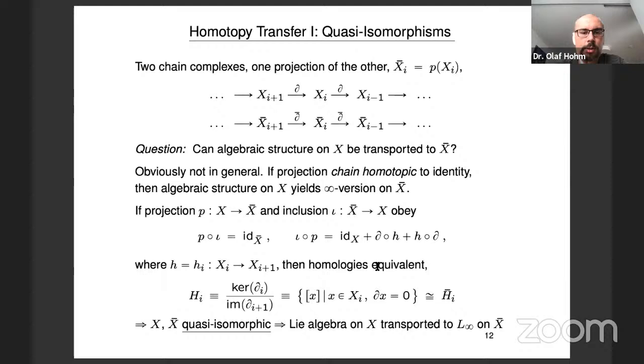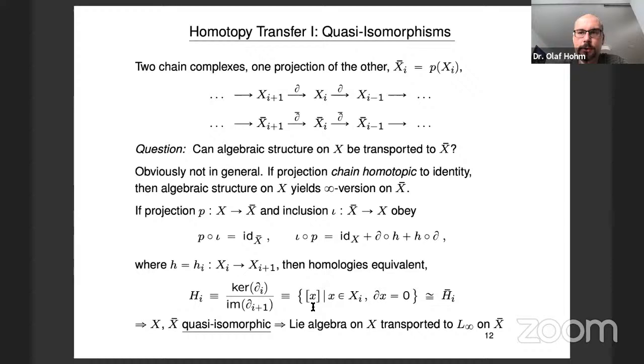If you have such a map H such that this relation holds, then you can transport the algebraic structure. The reason, or one important fact here, is that the so-called homologies are equivalent. Whenever you have a differential that squares to zero, you can define the notion of homology, which is a vector space given by the kernel of the differential modulo the image of the differential. That means you consider the space of equivalence classes of vectors in X that are closed under the differential, so you're looking at the kernel. But modding out the image of the differential means that any two vectors that differ by an exact vector are considered equivalent. So that's the notion of homology.